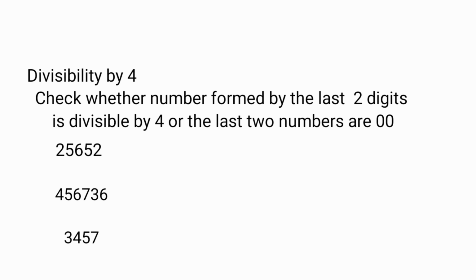Now, the third number, that is 3457. So the number formed by the last two digits is 57. 57 is not divisible by 4. So this number is also not divisible by 4. Let's see one more example, that is 5400. If the last two digits are zeros, then that number is divisible by 4. This is how we will be checking the divisibility by 4.